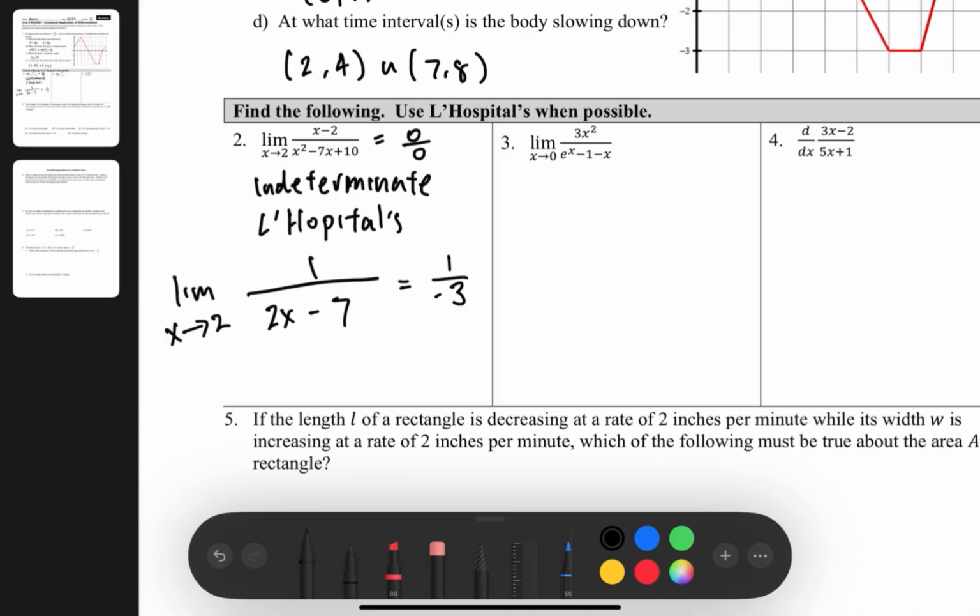Alright, question 3. We have the limit as x approaches 0 of 3x squared over e to the x minus 1 minus x. So again, let's just plug it in. Plugging in 0, we get 0 over e to the 0 minus 1 minus 0. So again, we get 0 over 0. We can use L'Hopital's.